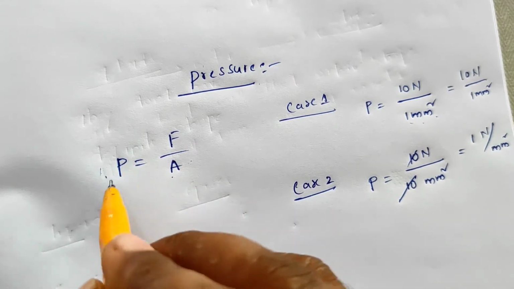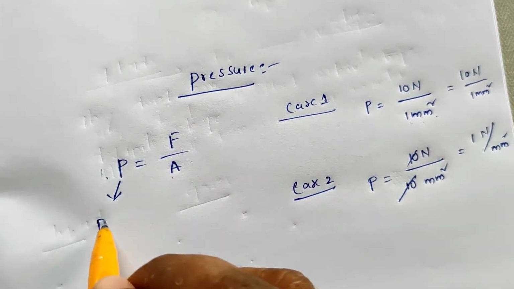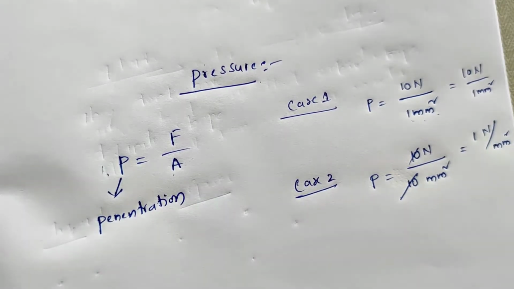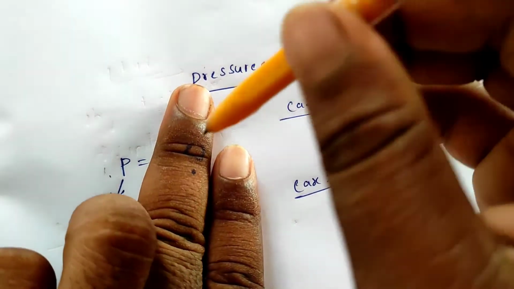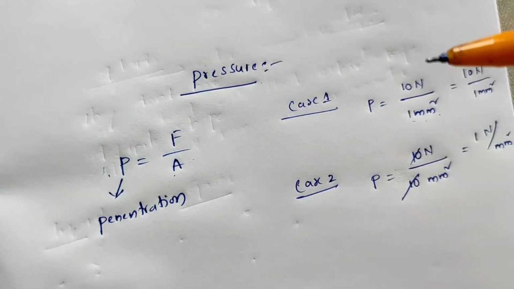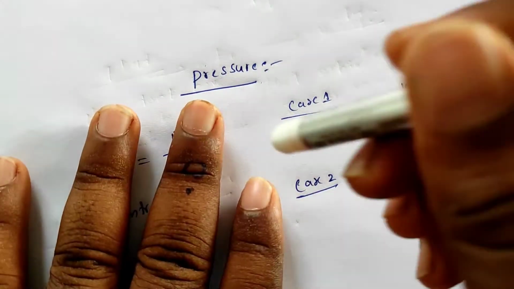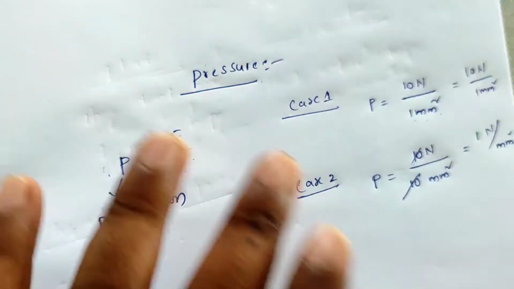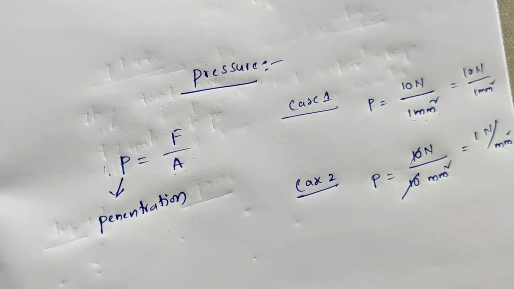What does this pressure mean? Literally, it means penetration, how much it is going into our skin. So in the first case, more penetration will happen. More pressure means more penetration, because the area is very small. In the second case, there is less penetration, because the area is more. So that is pressure.